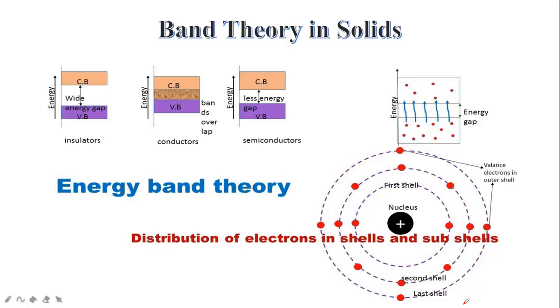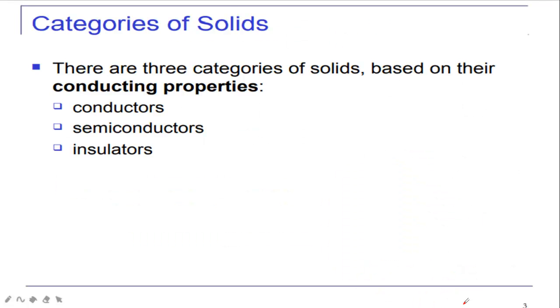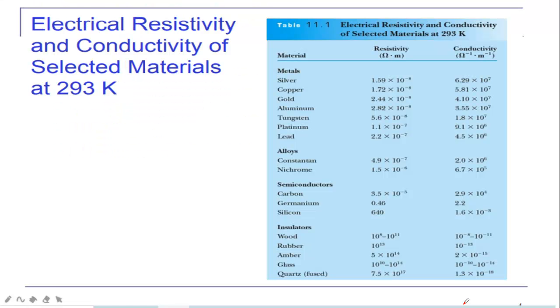We will study conductors, insulators and semiconductors one by one. These are the 3 categories of solids, based on their conducting properties. You know this already. Now, here is a table of electrical resistivity and conductivity of selected materials at room temperature, 293 Kelvin. Let's observe one thing in this table.